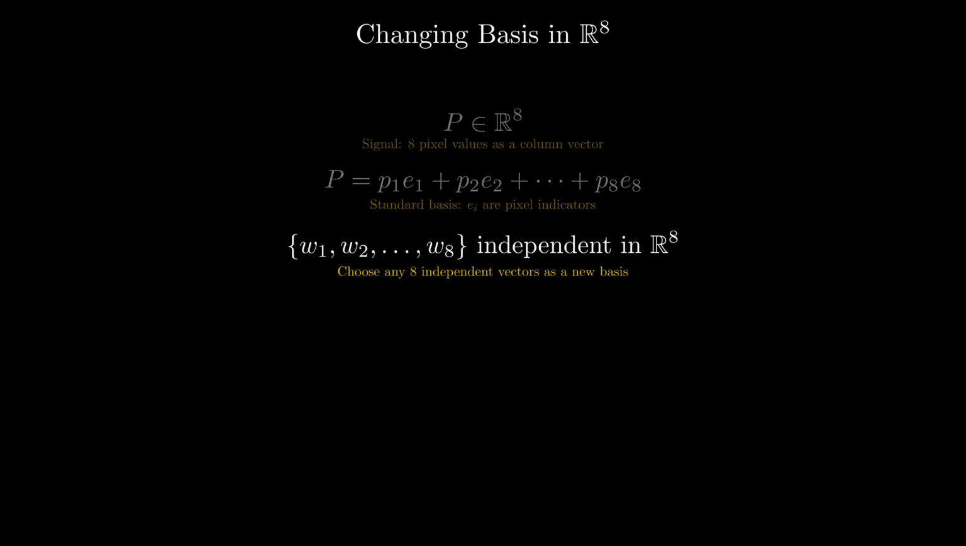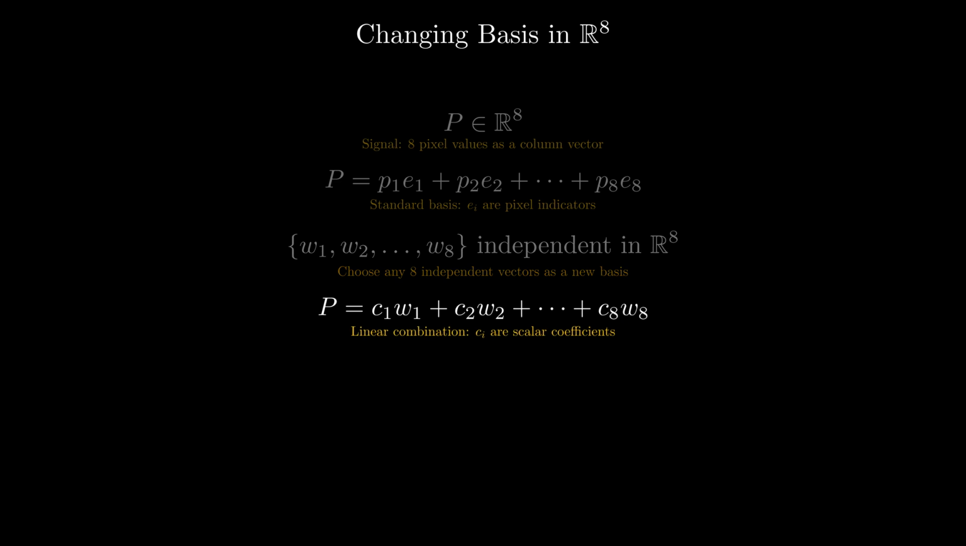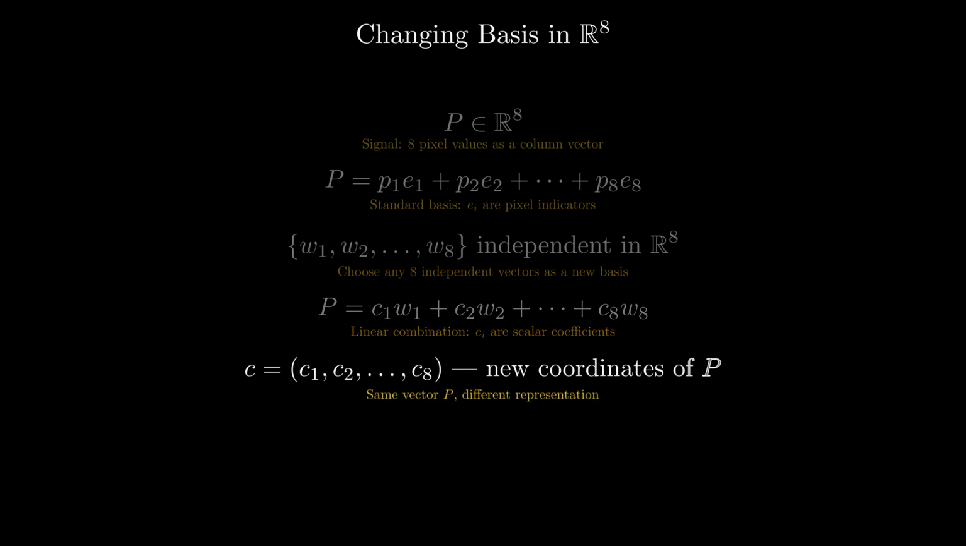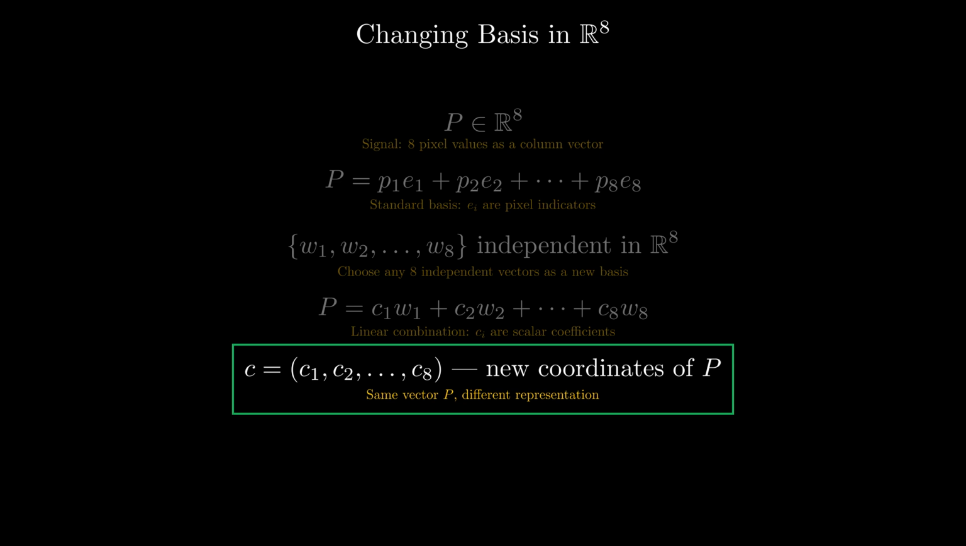Let's start simple. Take a signal P with 8 pixel values. Think of it as a vector in R8. The standard way to write P uses the standard basis. Each entry tells you how much of pixel 1, pixel 2, and so on. But we can choose any 8 independent vectors, W1 through W8, as a new basis. Then P becomes a linear combination, C1 times W1 plus C2 times W2, all the way through C8 times W8. Those C values are the new coordinates of P in the new basis.